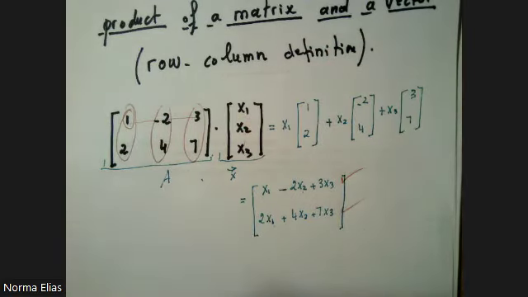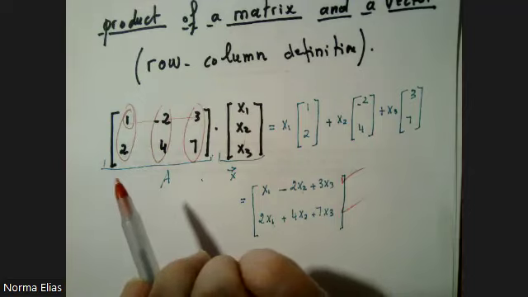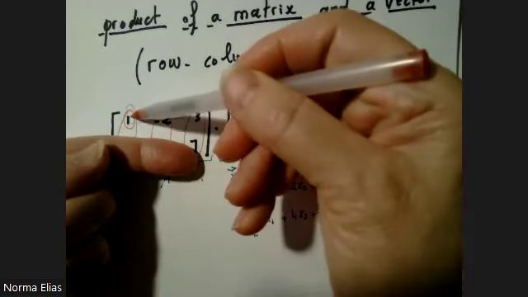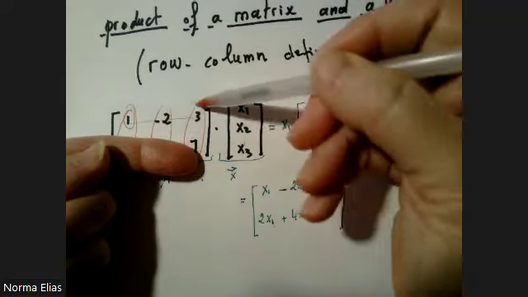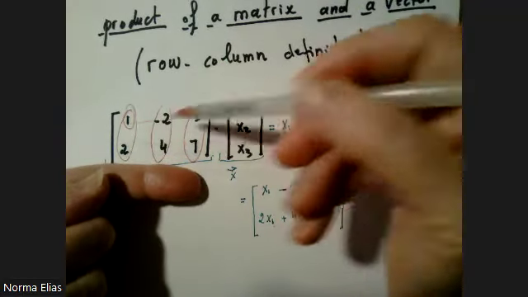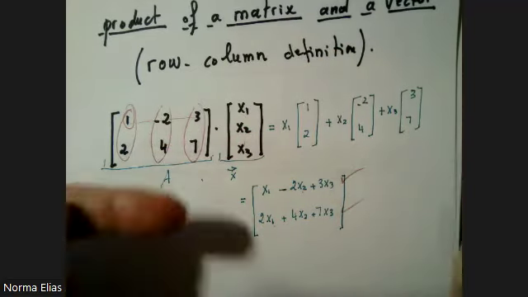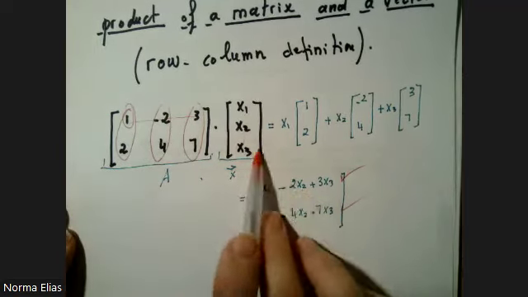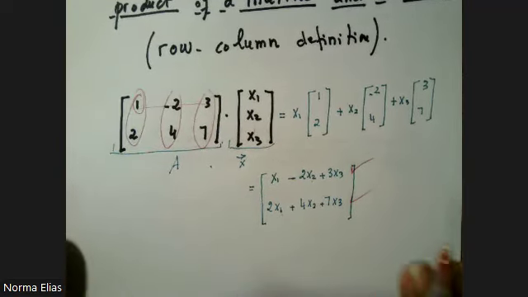Does this remind you of anything you have done in 261? It's like a dot product. You can think of this as a vector and this as a vector, and you take the dot product: x1 minus 2x2 plus 3x3. You move down: 2x1 plus 4x2 plus 7x3. So one way to think about it is that you're taking the dot product of this row vector and this column vector. That's an equivalent definition.